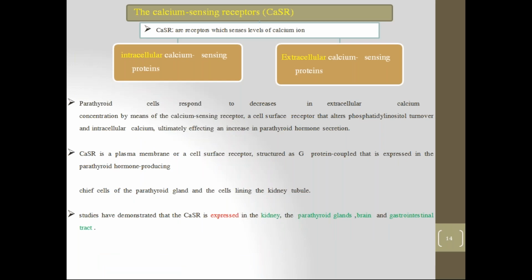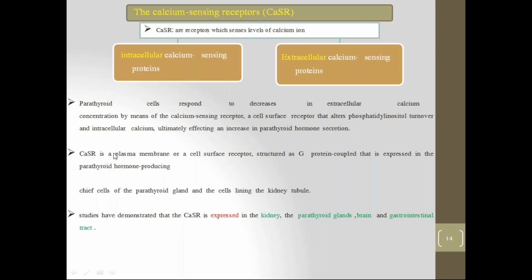Calcium sensing receptors sense the levels of calcium ion in the blood. They act as intracellular calcium sensing proteins and extracellular calcium sensing proteins. The parathyroid cells respond to a decrease in extracellular calcium concentration by means of calcium sensing receptors, a cell surface receptor that alters the phosphatidylinositol turnover and intracellular calcium, ultimately increasing parathyroid hormone secretion.